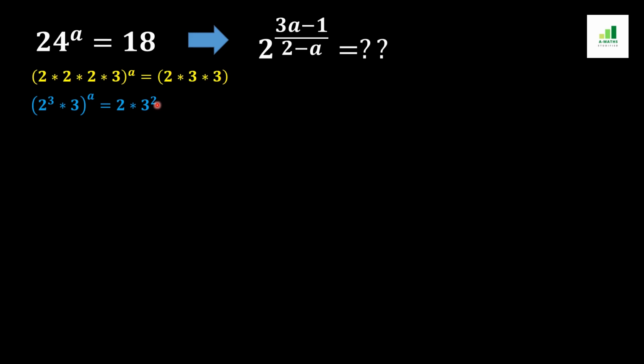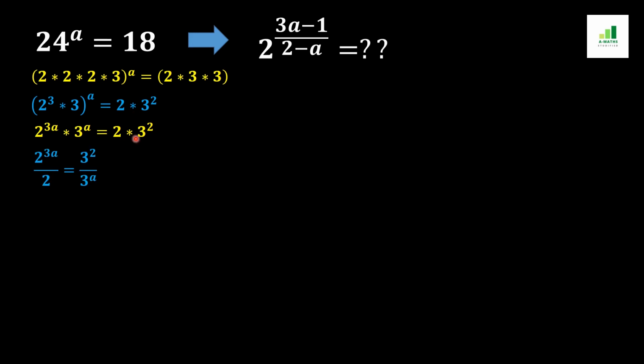Now in the next step we should apply this power a on both of these values. This can be written as 2 to the power 3a into 3 to the power a, because when we apply power a on both of these values, from the basic rule of algebra we get 2 to the power 3a into 3 to the power a, and the right side of the equation will remain the same.